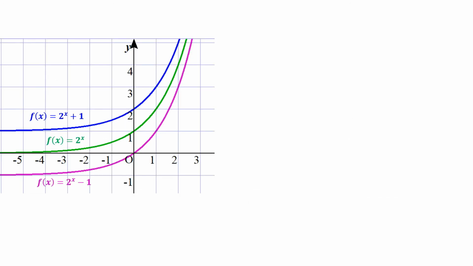These are the graphs of the three equations in the example. The green is the graph of f of x equals 2 to the x, and then when we subtract 1 from it, we'll form the purple curve. However, if you add 1 to it, f of x equals 2 to the x plus 1, you'll form the blue curve. The properties of the graph of f of x equals b to the x plus d, so this is the variable here.